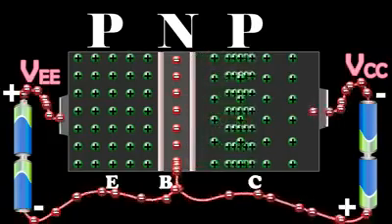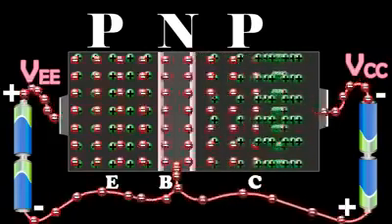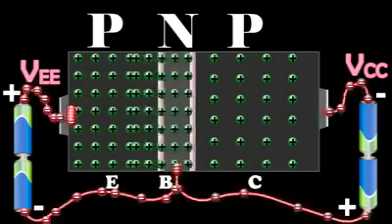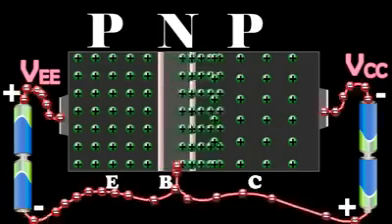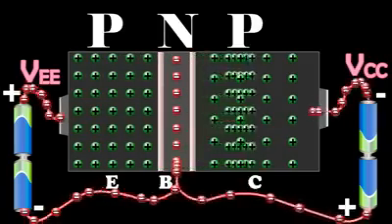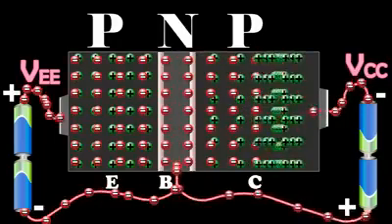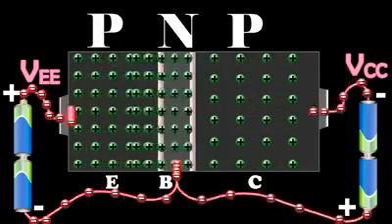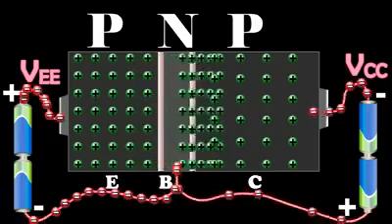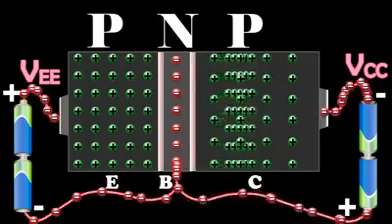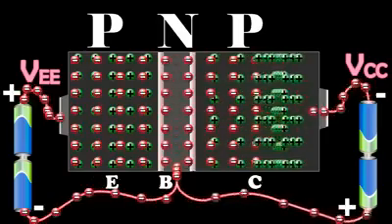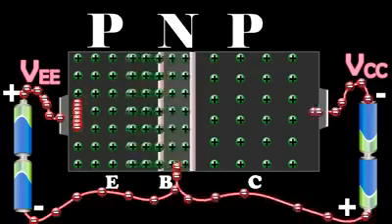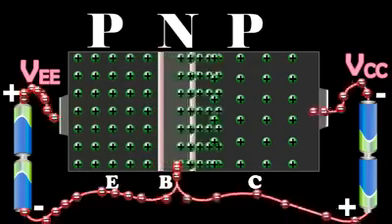The loss of total number of holes in the emitter is made up by the flow of an equal number of electrons from the emitter to the positive terminal of the battery. The flow of holes from the emitter to the base gives rise to emitter current IE. In the emitter, IE is due to the flow of holes. But in the external circuit, the current is due to the flow of electrons from the emitter to the positive terminal of the battery, VEE.